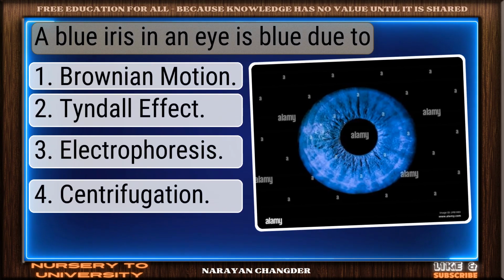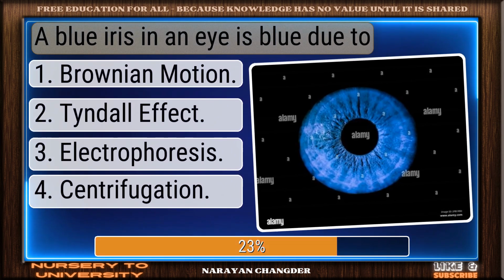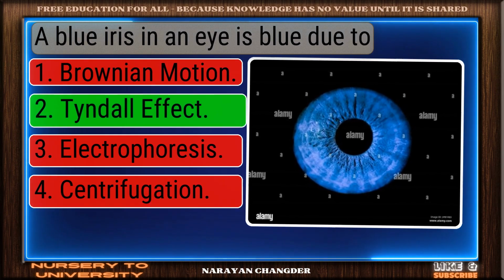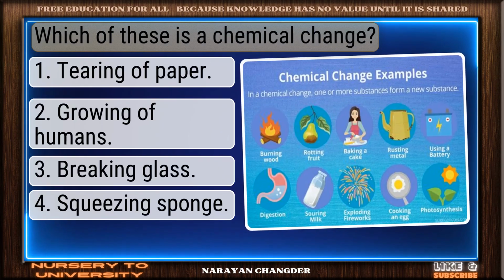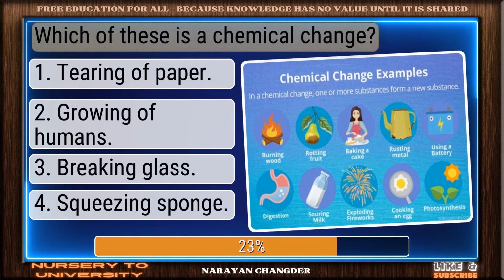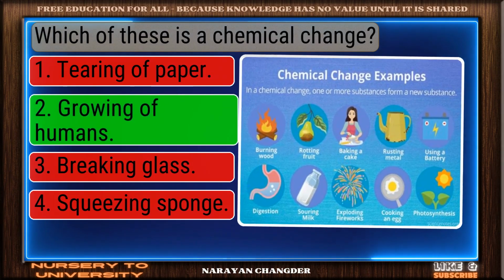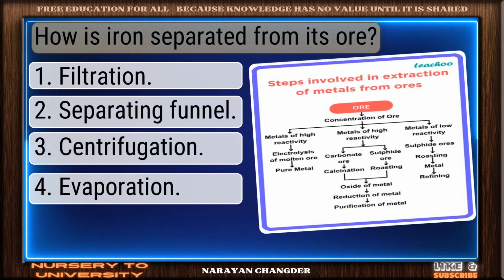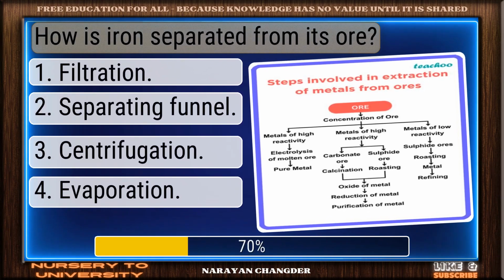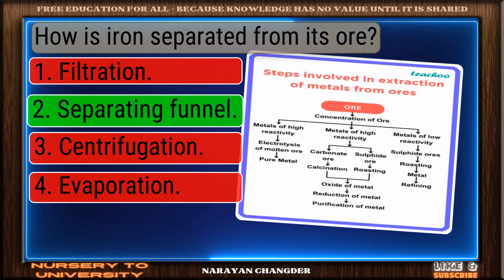Question number 243. A blue iris in an eye is blue due to. Great thinking. Tyndall effect is the right choice. Question number 244. Which of these is a chemical change? Well done. Growing of humans is the right choice. Question number 245. How is iron separated from its ore? Great job. Separating funnel is the accurate answer.